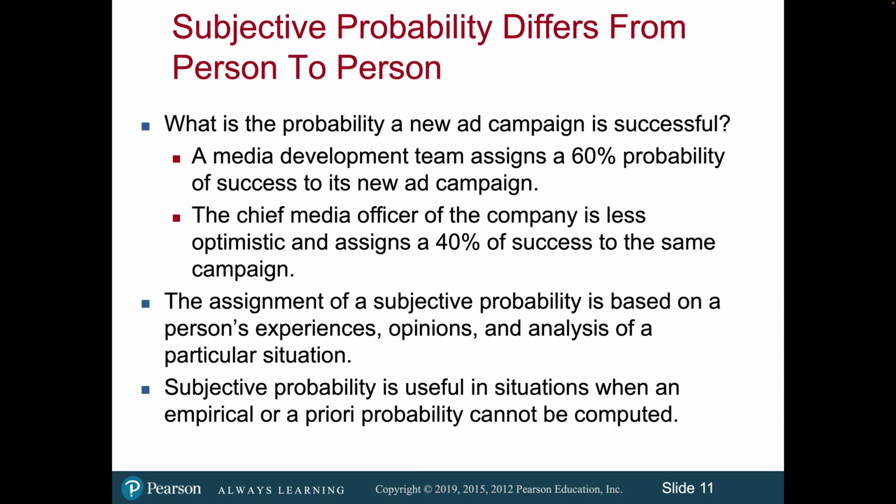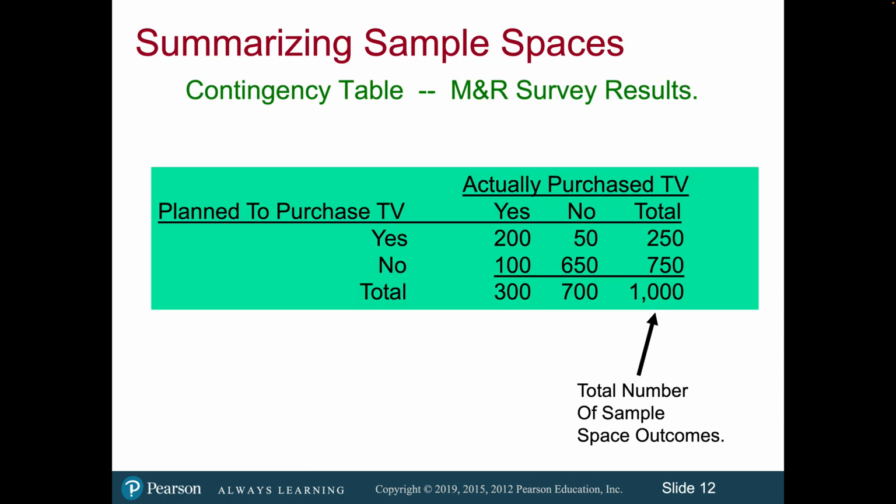Again, we talked about subjective probability differing from person to person. And again, I kind of like the second red bullet. The chief media officer of a company is less optimistic and assigns a chance of 40% to the campaign, where another person assigned a 60%. So it's completely subjective based on a person's prior experiences.